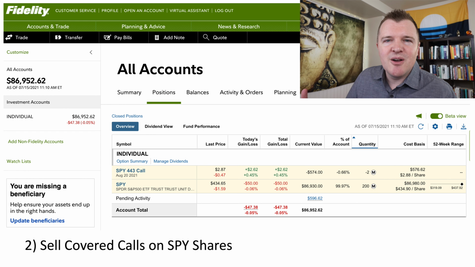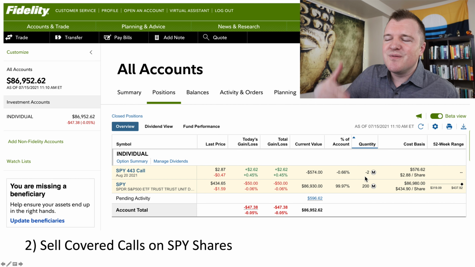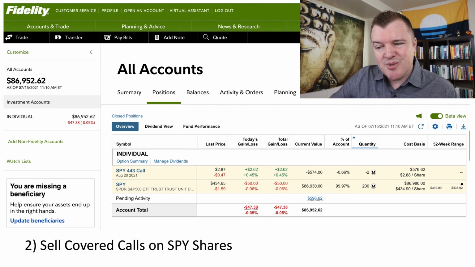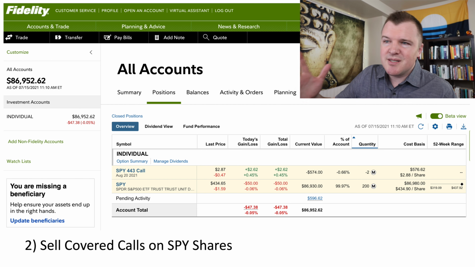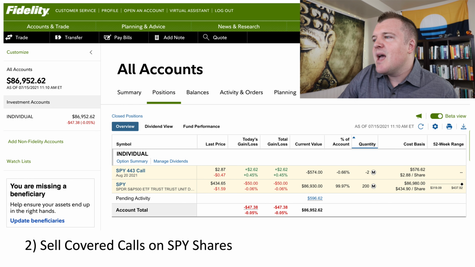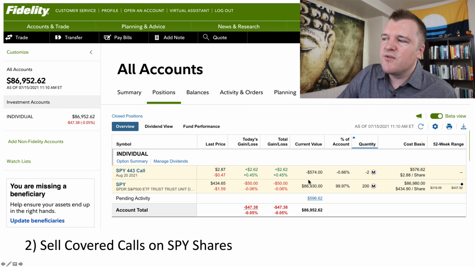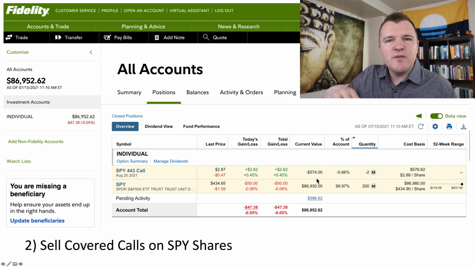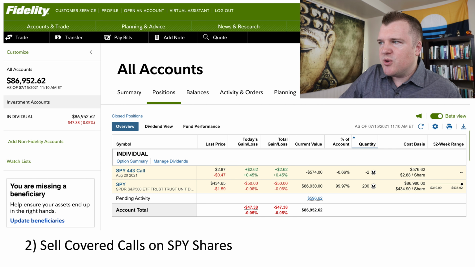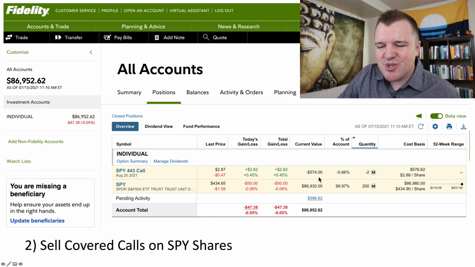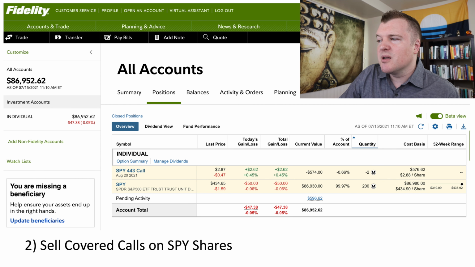So now in my account, I have the 2 covered calls sold. You'll notice I sold them because it says -2. Do not confuse your calls sold with your calls bought because everything is on SPY here. And it says current value -574. So if SPY just trades perfectly sideways over the next 36 days, the value of this will go to 0. I won't have my shares called away. I won't have to buy to close it.